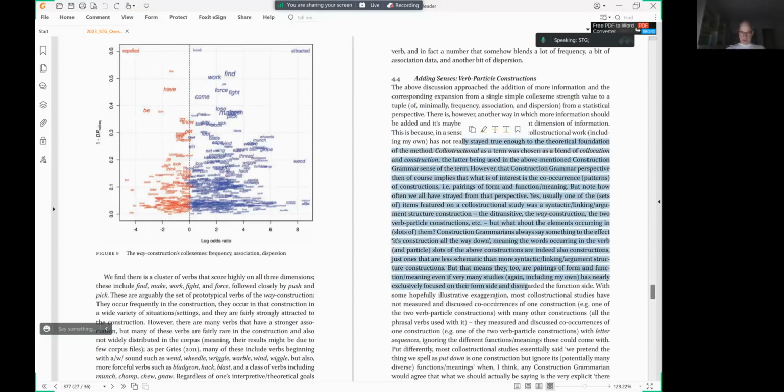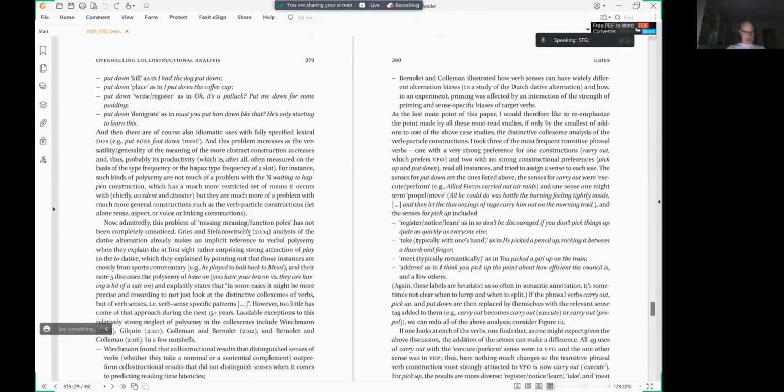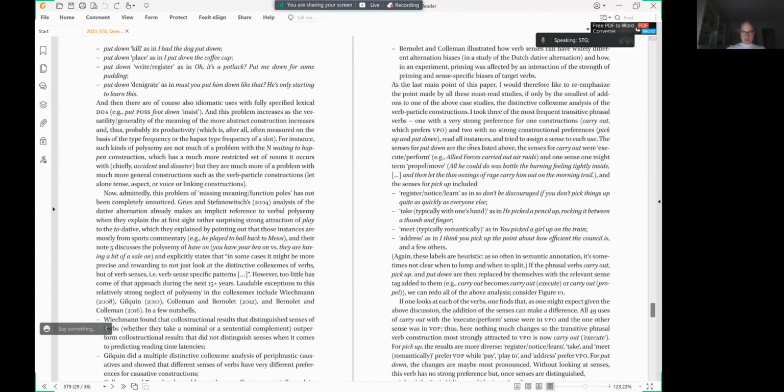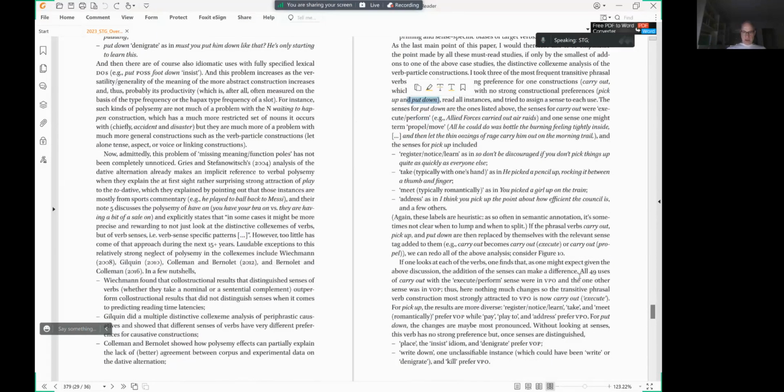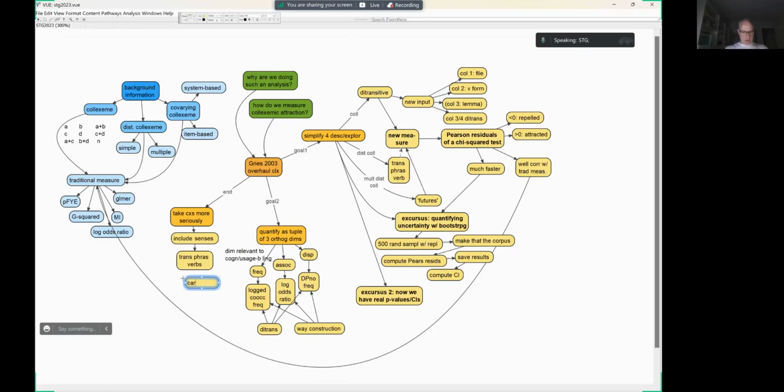So here's some theoretical discussion of this. Okay, obviously, you would have to read that. But then what does this one here do? Okay, so this study says, okay, I took 3 of the most frequent transitive phrasal verbs, namely carry out, pick up, and put down. Okay, and then computed the collostructional analysis. We can redo all of the above analysis and we get figure 10 as a result. So we have carry out, pick up, put down. That's the case study.